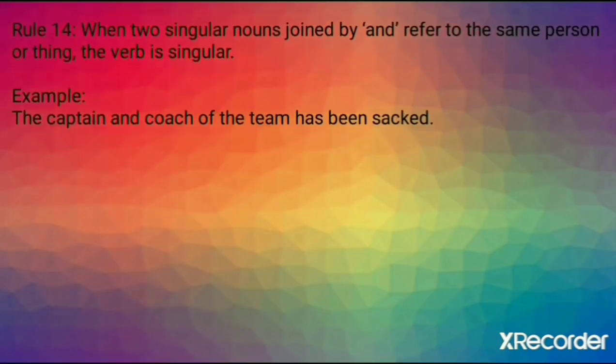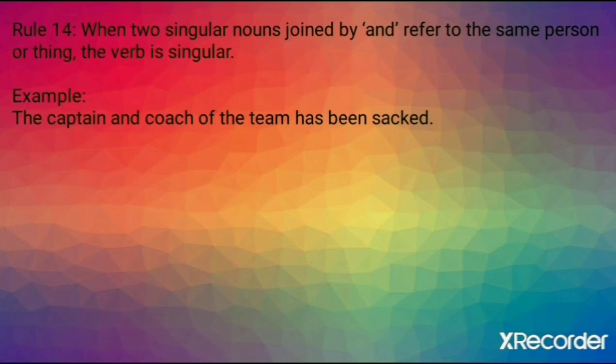Next rule, rule number 14. When two singular nouns joined by and refer to the same person or thing, the verb is singular. For example, the captain and coach of the team has been sacked.